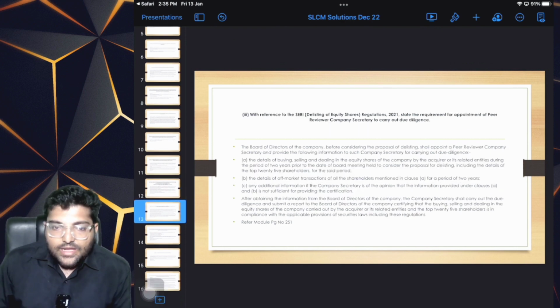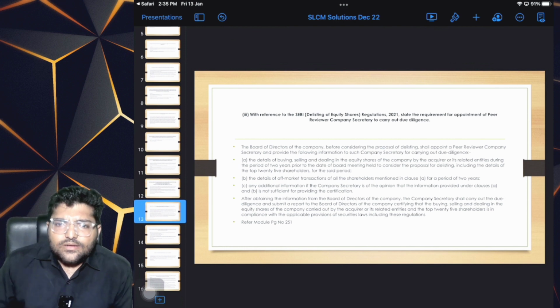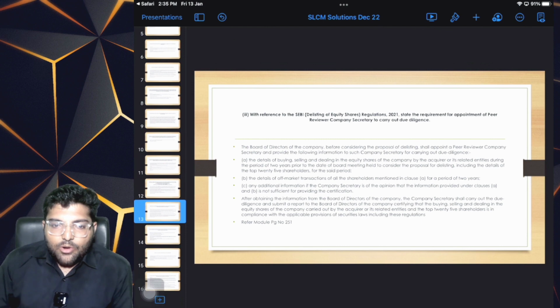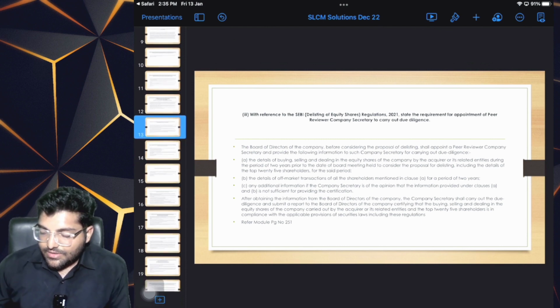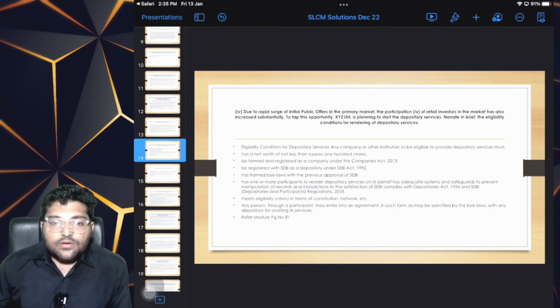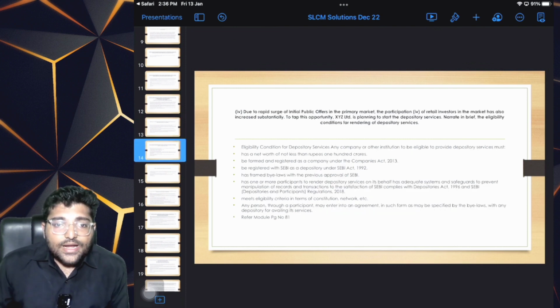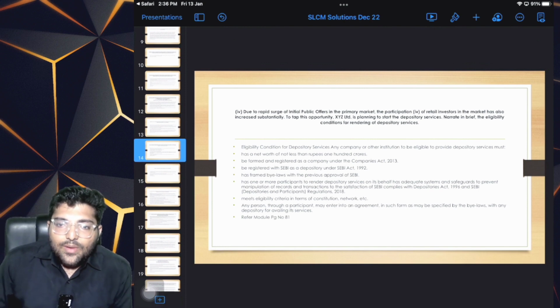And with a reference to SEBI delisting of equity shares regulations 2021, state the requirement for appointment of peer review or company secretary to carry out due diligence. For this, you need to refer the module page number 251. It is also one of the direct questions where you can go through that.